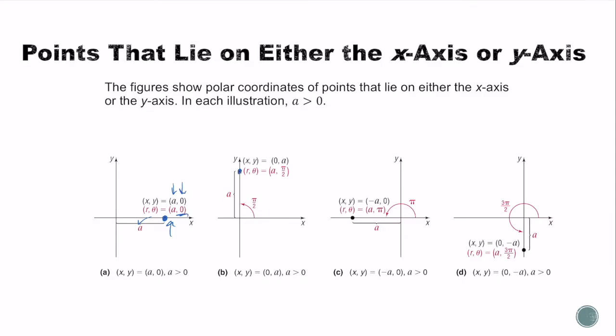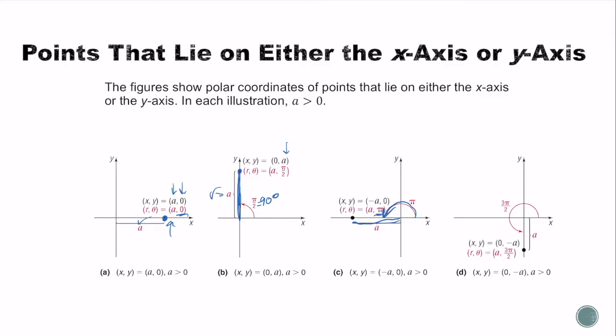If I have a point on the positive y-axis, this is the point when x is 0, y is a. A is now my radius, that distance on the y-axis, and my theta is going to be pi over 2, which is 90 degrees. If I have a point on the x-axis where x is negative a and y is 0, well, that's going to become the point with radius a, because radius is always positive, and I've gone 180 degrees from my initial side, so that's going to be pi.